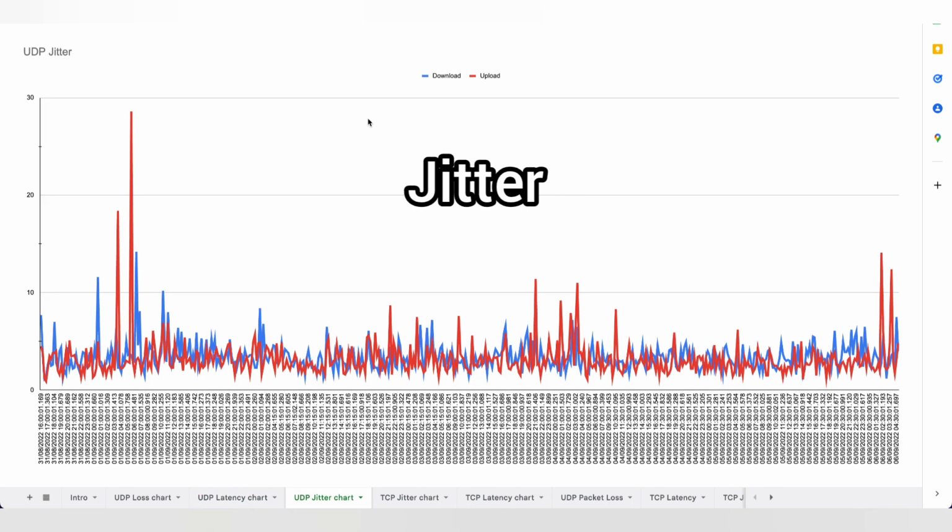Lastly, jitter is a measure of, is the data getting there in order or not? And if it's not getting in order, how many milliseconds is it delayed by? And you see that there is pretty constant jitter, but it is generally very low. It's between about 2 and 4 milliseconds for the most part. And anything less than 30 is good. So I haven't noticed any issues.